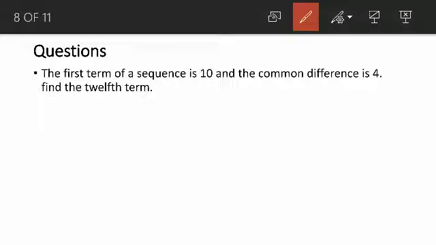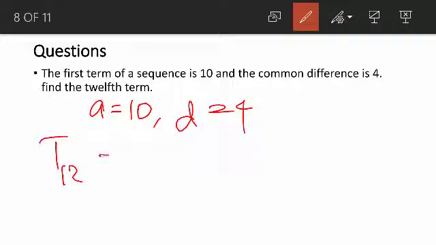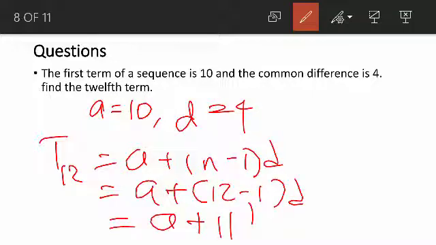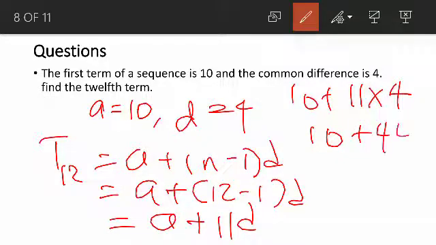Here, the first term of a sequence is 10, and the common difference is 4. Find the 12th term. Okay, so we are given that the first term, A, is equal to 10, and the common difference is equal to 4. According to the formula, A plus (n minus 1)D, the 12th term is going to be A plus (12 minus 1)D, which is actually A plus 11D. So A is 10, plus 11 times D, which is 4. That will give us 10 plus 44, which gives us 54. So the 12th term of the sequence is 54.